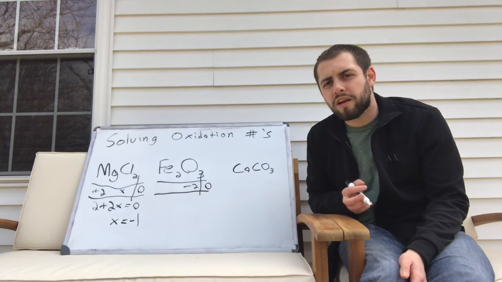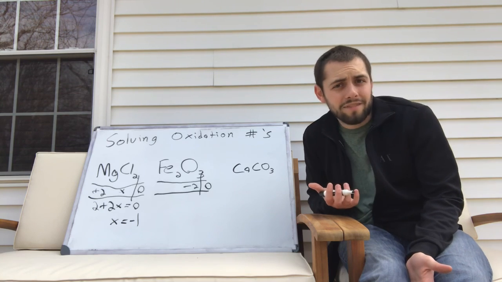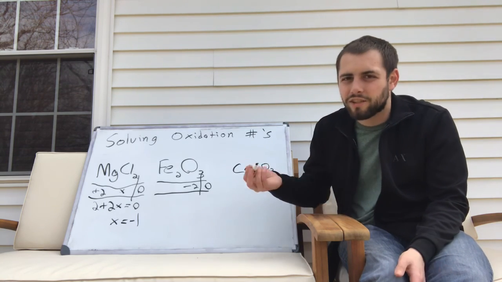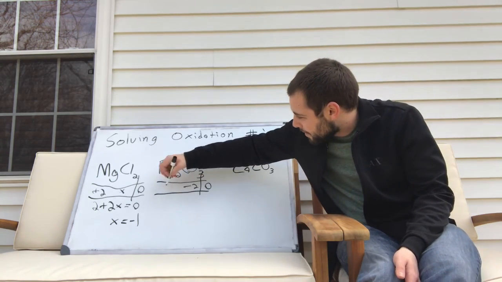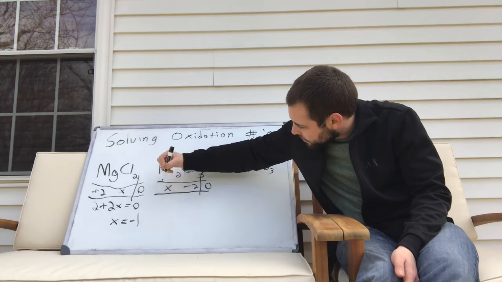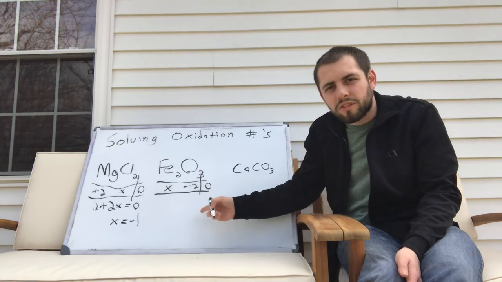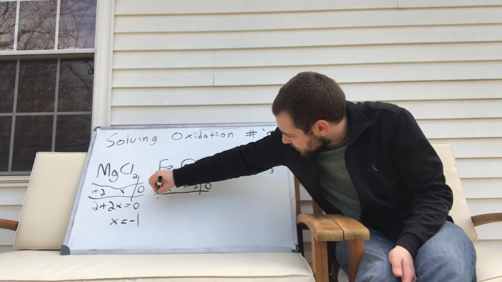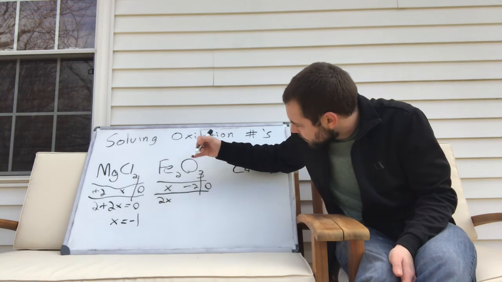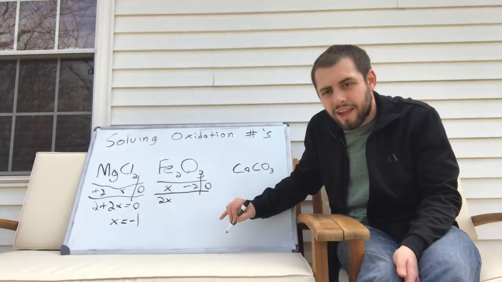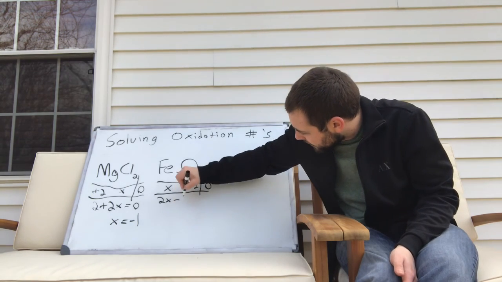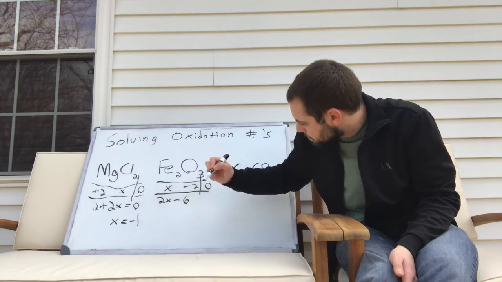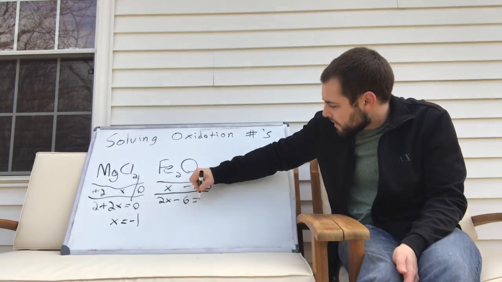Iron's going to be my variable this time. Iron has a variable charge, a variable oxidation state. So this is a pretty common type of problem we're going to run into. I'll multiply down by the subscripts. 2 times x, that's 2x. 3 times -2, that's -6. And then I'm going to set that equal to 0.